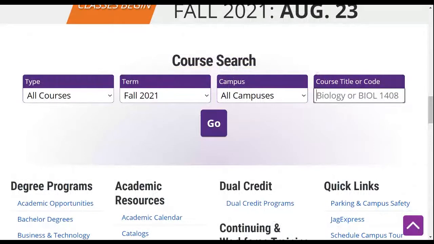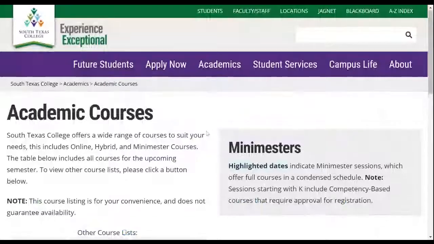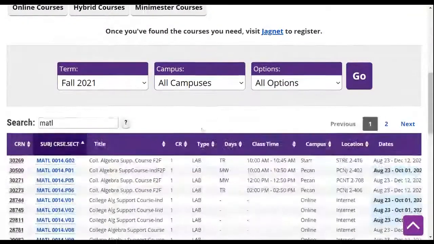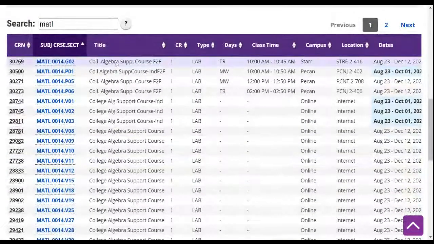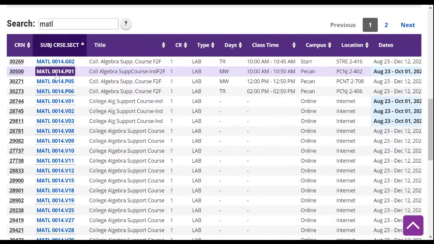And right here, it'll tell you when you register, okay? But instead of me typing in math, I'm going to type in MATL, okay? And then for the 1414, if you notice, there is a 0014 class too, okay? So you would basically sign up for two classes. So that college algebra class, y'all, was the college algebra class.